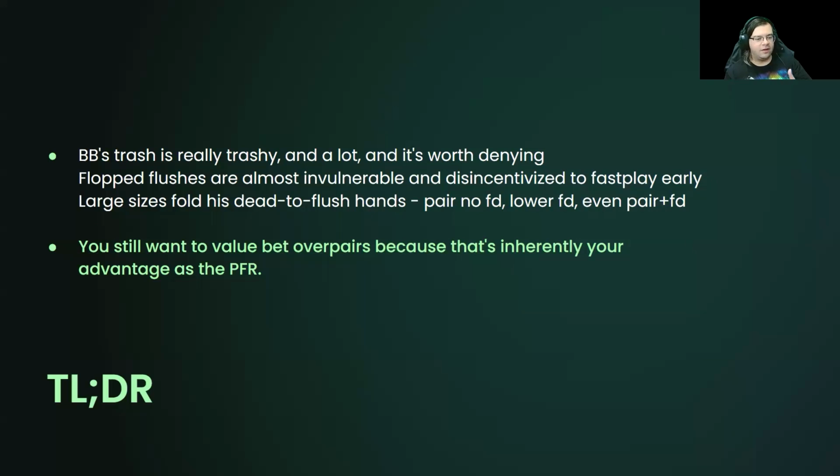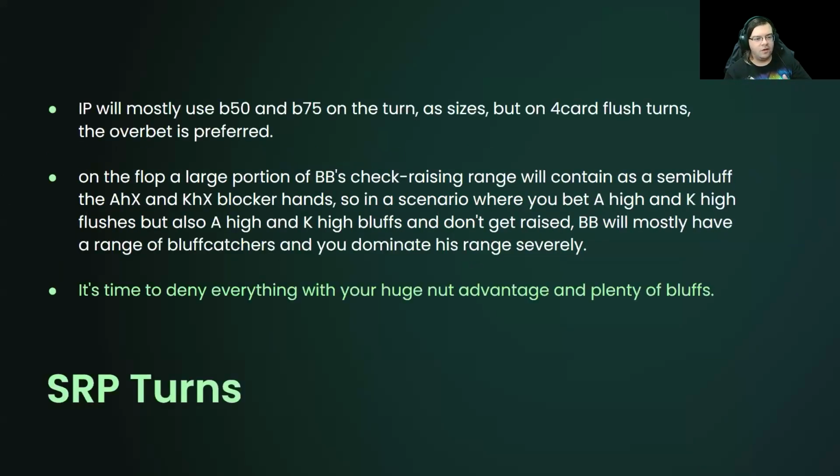And you still want to value bet over pairs because that's your advantage as the BFR. In position, we'll mostly use B50 and B75 on the turn as the size, but on 4-card flush turns, this is an SRP, by the way, not a 4 and 3-bet pot. On 4-card flush turns, the overbet is really preferred. And the heuristic here is also the better the turn for you, the lower the size in equity.